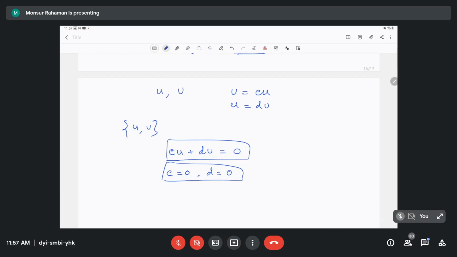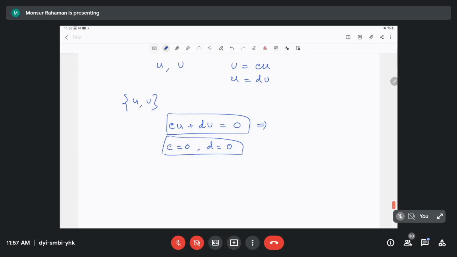If, apart from c and d equal to 0, you get another solution, say c equals 2 and d equals 3, then 2u plus 3v equals 0. Means you can write u equals minus 3 by 2 v. Means you find u after constant multiplication with the v vector, so it is dependent. So linearly independent or independent, both are same, when there is no non-zero solution.